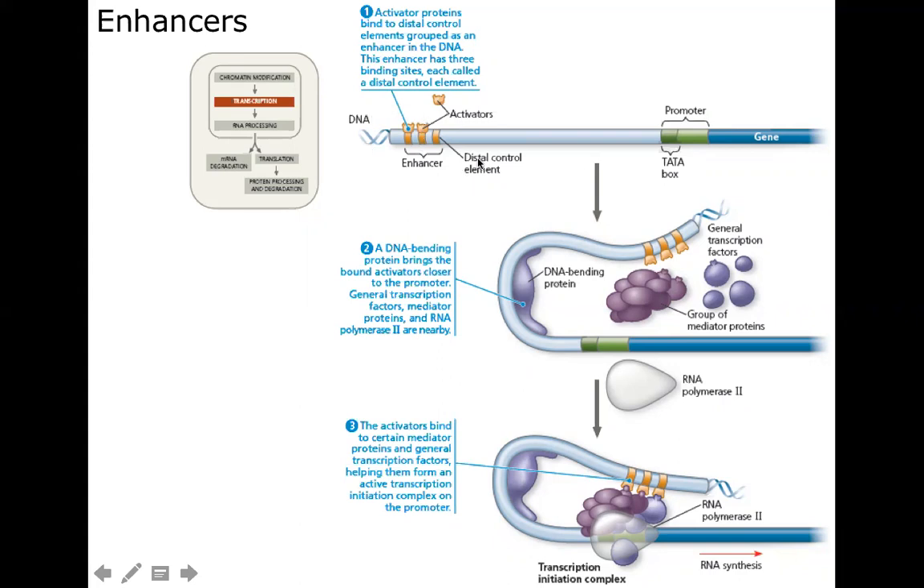Because it is lying far away from the promoter region, the DNA needs to loop back onto the promoter region, and this is achieved by the binding of the DNA bending proteins. And then activators, when bound to the enhancer region, can either directly interact with the general transcription factors. So this is the general transcription factor. They can either directly interact with the general transcription factors, or they can interact with the mediator proteins. And the mediator proteins then interact with the general transcription factors or RNA polymerase II to initiate the transcription.